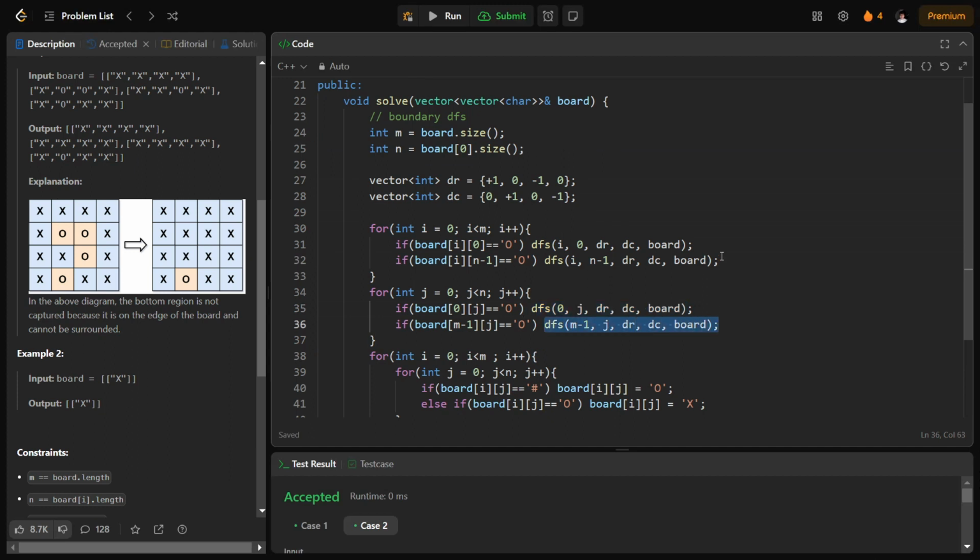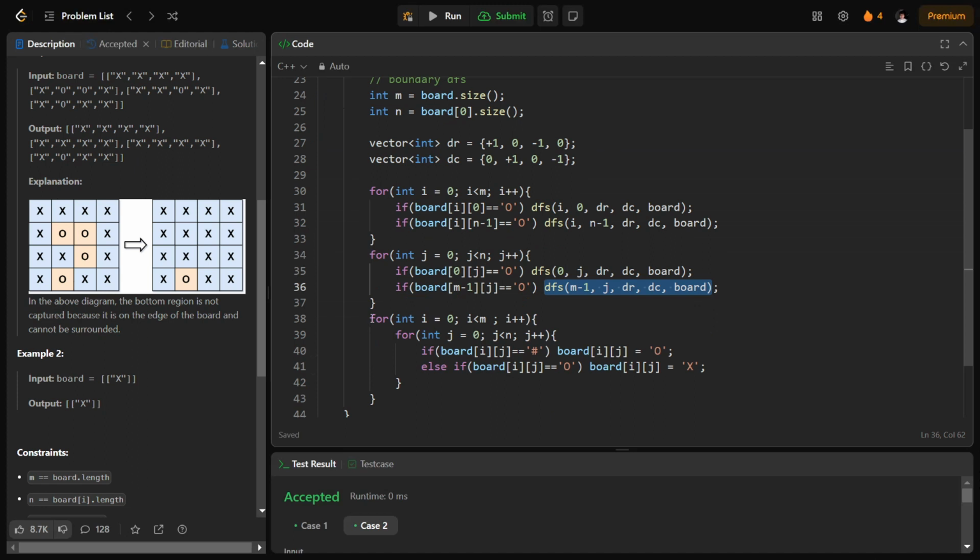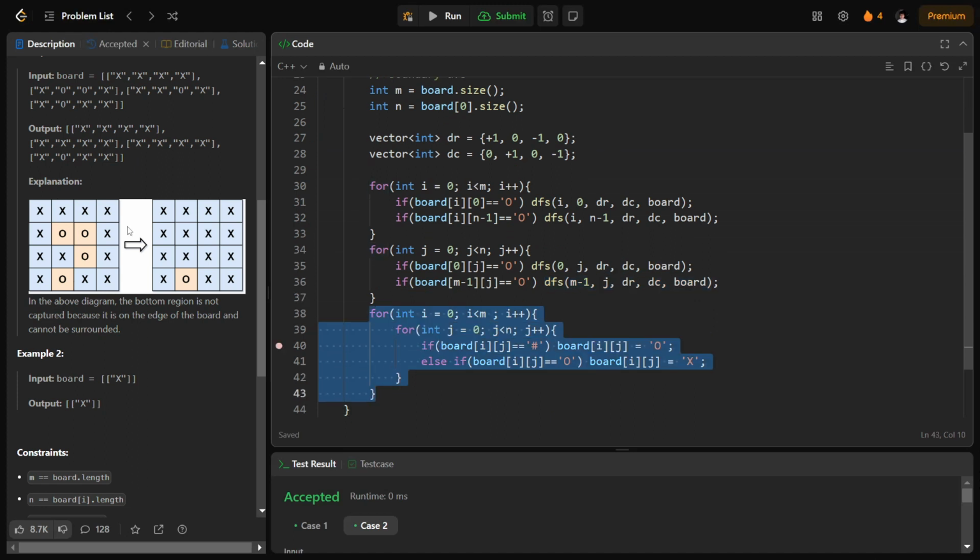Okay, so when we are done with it, what this DFS will do is all the O's which are connected with the edges would be marked with a hash, which we'll see in the DFS function declaration later on. And now I iterate over all the elements in this matrix, and I say if it is a hash, that means we don't have to mark this as an X, so I reset this value to O. Otherwise, if this value is O, that is only the case when this O could have been surrounded by some group of X's, right? So in that case, I would mark them as X. So this is the whole logic.